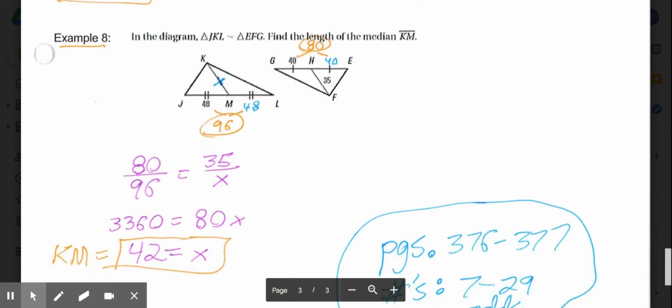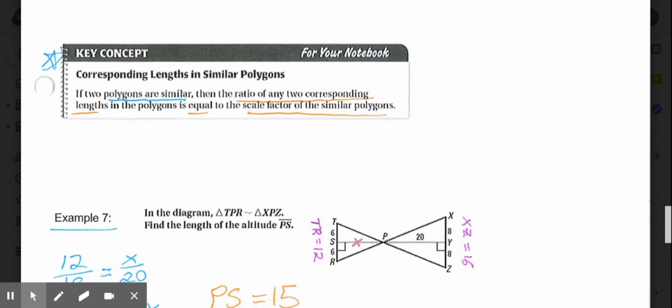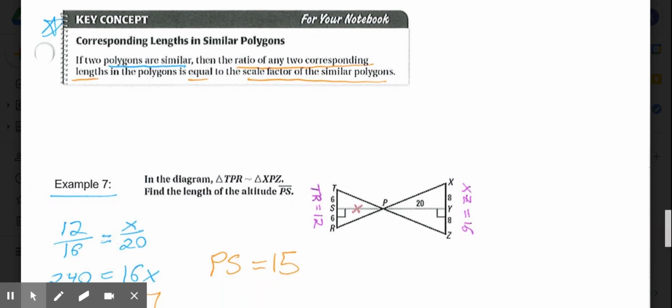And then our last key concept to explore here is corresponding lengths in similar polygons. So if two polygons are similar, the ratio of any corresponding lengths in the polygons is equal to the scale factor of the similar polygons. So let's look at that idea.